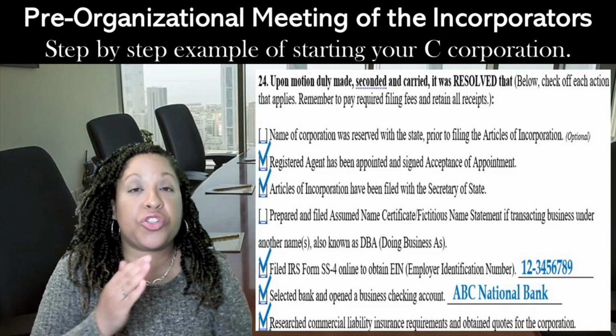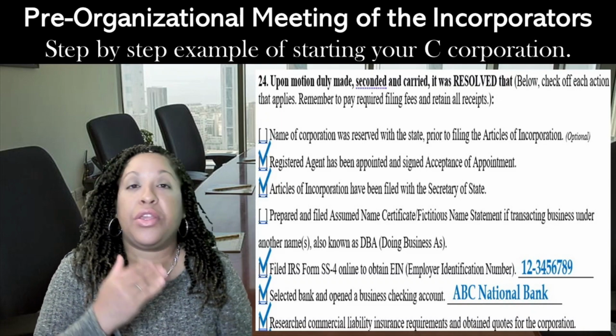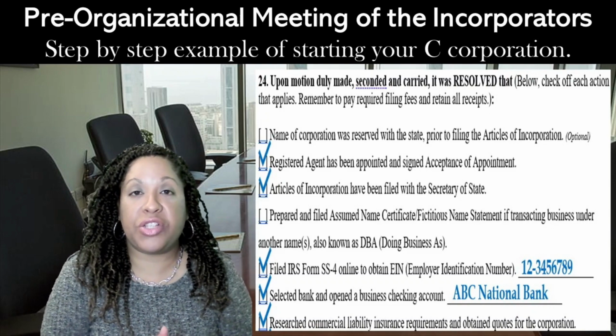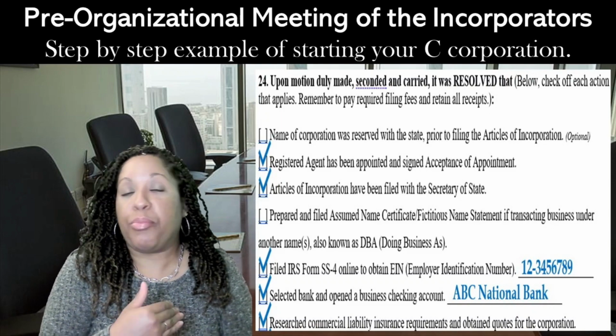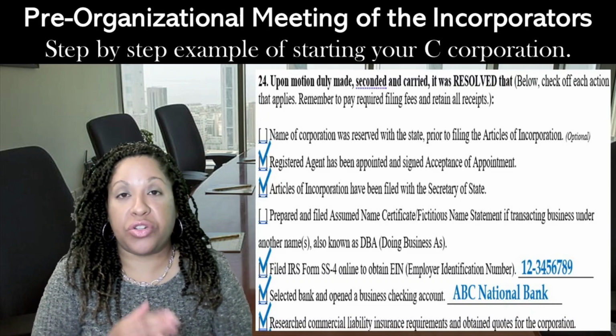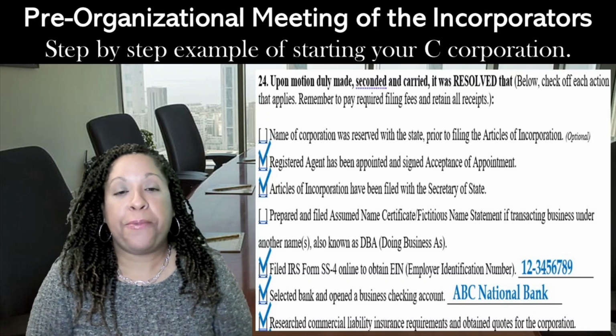In this situation, they're just going to do everything all at once. They know the name is available. They're going to go ahead and just file the articles of incorporation. They're not going to pay any additional money just to reserve the name and put it on hold until they're ready to actually file the articles of incorporation. They're just one and done. They're just doing it all. So that box is not checked.